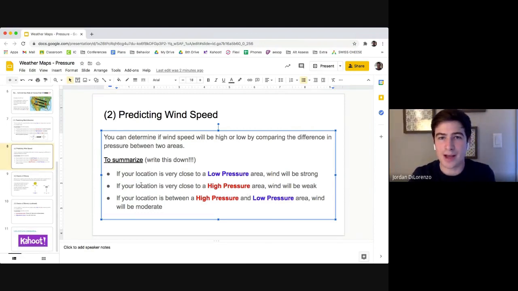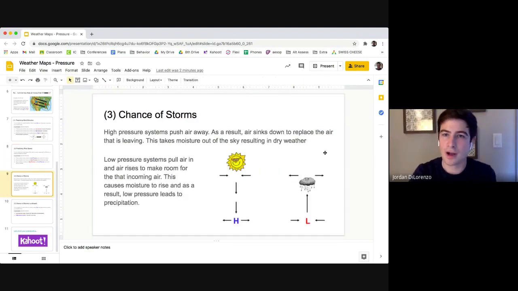All right, so feel free to pause the video and finish writing down these 3 bullet points. Unpause when you're ready to move to the next slide. All right, so the last thing we're going to discuss is chance of storms. So I tried to summarize this one. So I have the explanation on this slide and the summary on the next slide.